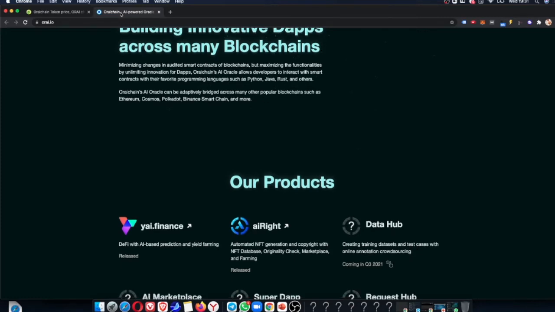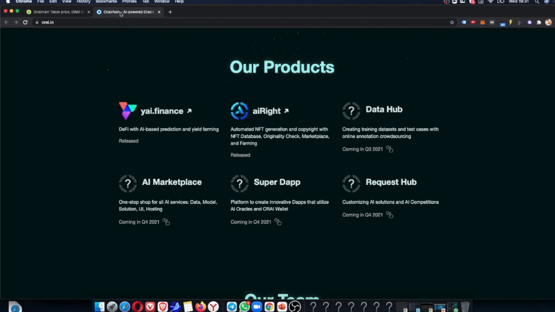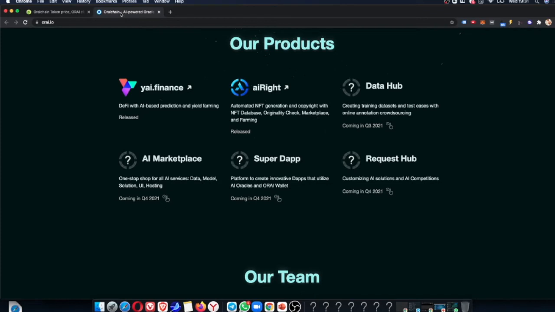Okay, so with their products so far, they've got YAI Finance, and this is definitely with AI-based predictions and yield farming. So it's going to offer the whole prediction market and the whole yield farming, which is super, super exciting. They already have AI Royalty, which is automated NFT. Everyone knows the whole NFT art world is going crazy right now. It's been crazy since the beginning of the year, and then it died down for a bit, and now it's gone crazy again.